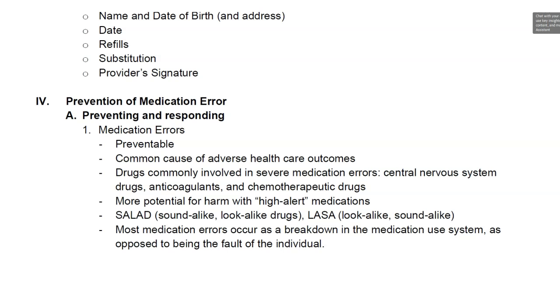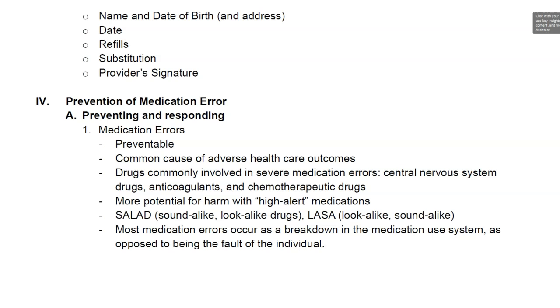Prevention of medication error. So preventing and responding to medication errors. So what we know about medication errors, these are preventable. Unfortunately, these are common causes of adverse healthcare outcomes. And as we know, even when we're giving medications the way we're supposed to be giving them, patients can still experience adverse reaction. But how much more if this patient actually is not supposed to get this medication, or maybe we gave them the wrong dose or the wrong drug, right? And so this can actually lead to very severe or negative effects to our patient.